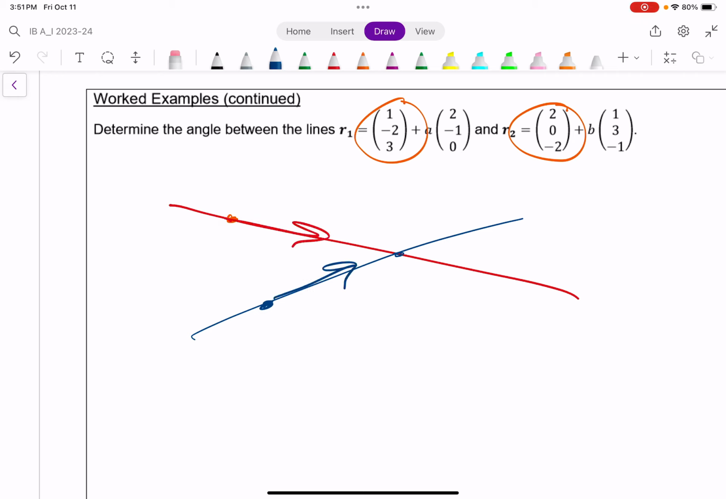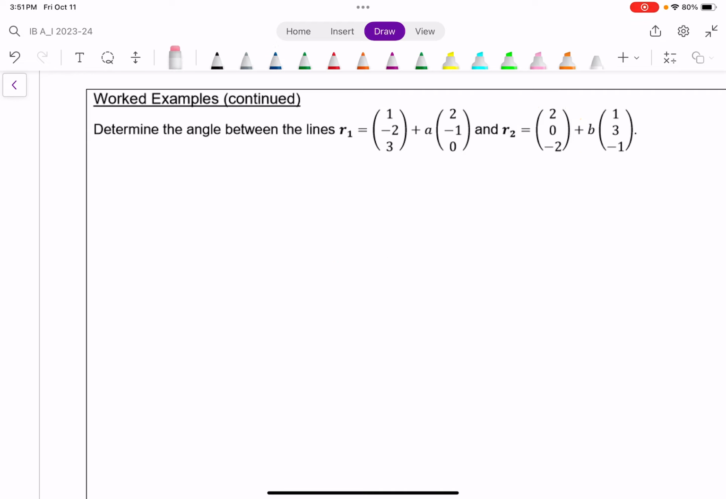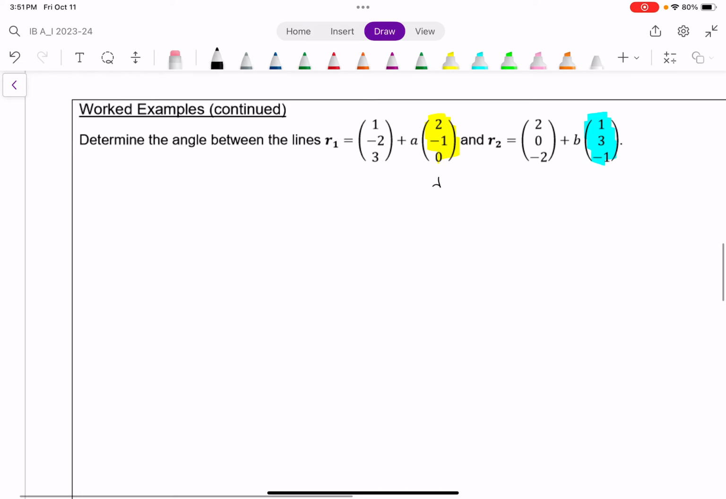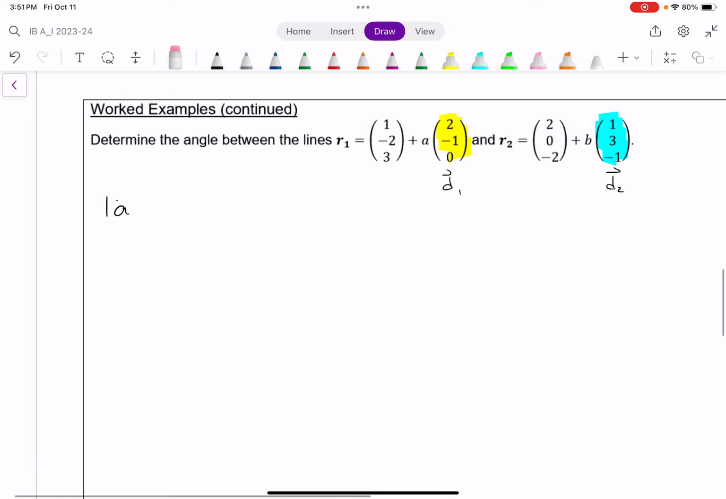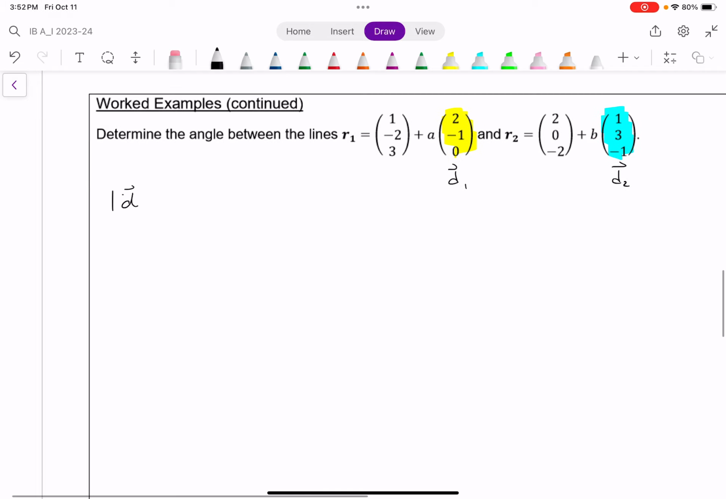And so if I want to find where these two lines cross, I can just ignore those position vectors and focus on the direction vectors. So in this case, that and this. And so I'm going to call the one I've highlighted in yellow direction vector 1. The one I've highlighted in blue, I'll call that direction vector 2. And so if I want to find the angle between them, again, I need to find a few things, one of which is the magnitude of each of these vectors.